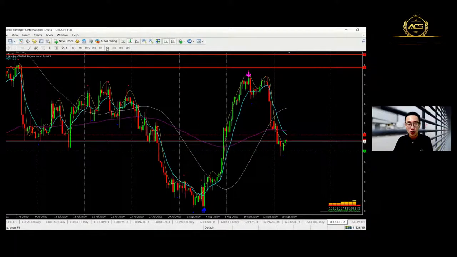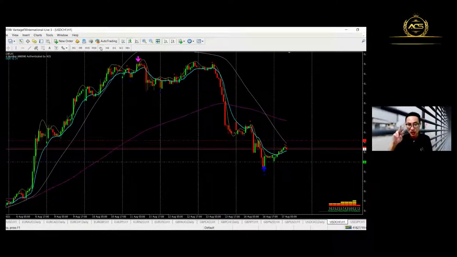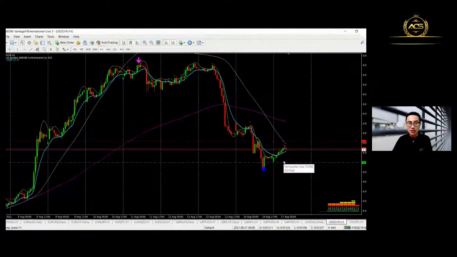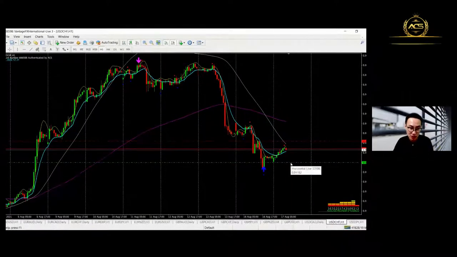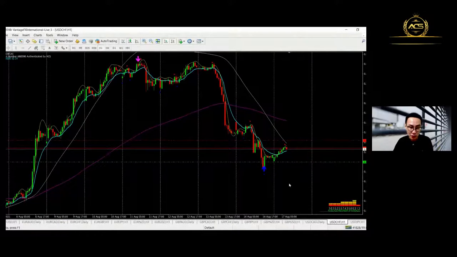H4, I guess it should be okay, but you have to divide it into two parts. First over here, this is the first part, we grab a small profit to break the support. After that, then we go for another round. Hi, 你好 Mr. V. JB, okay?